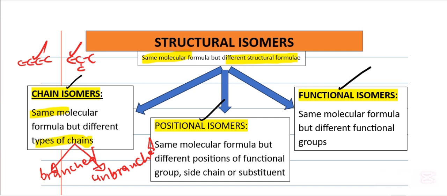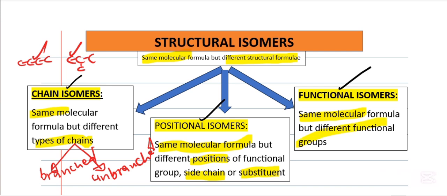Then we have a positional isomer. They have the same molecular formula but different position of the functional group. So for a functional group, you have number 1, number 2, number 3, or a side chain, or a substituent. Then we also have the functional isomer. They have the same molecular formula but different functional groups.